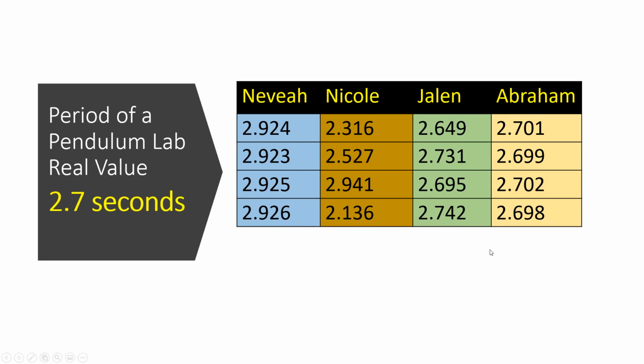Let me say that the real value for the period of a pendulum is 2.7 seconds for a particular length of the string. Now let me look at my students' results in this table. Who was precise and who was accurate?